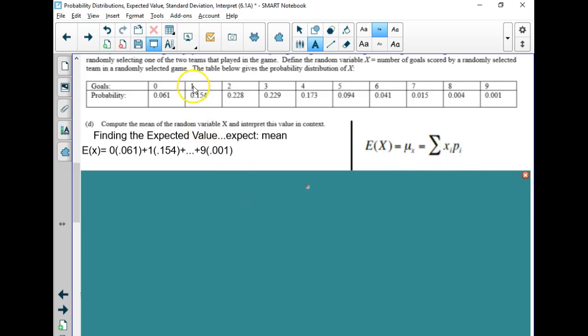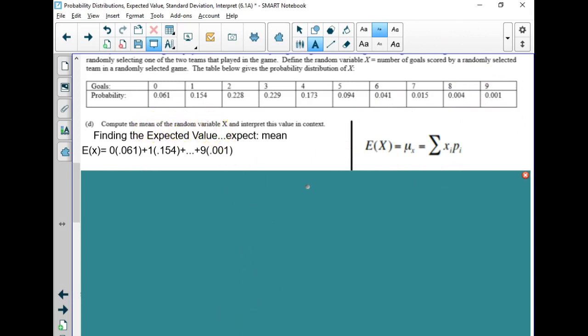So the next product is 1 times 0.154. I would do it again, plus 2 times 0.228. But that's a lot to write out. So I'm just going to write dot, dot, dot, plus the last observation times the probability of that observation. That's how I show work for expected value. And expected value is the mean of a random variable.